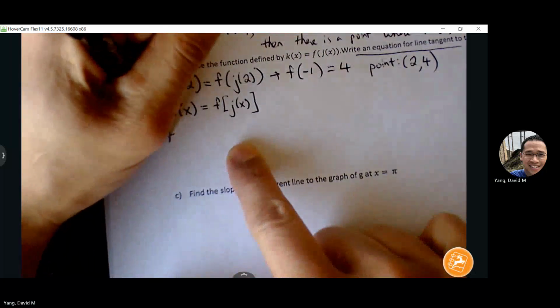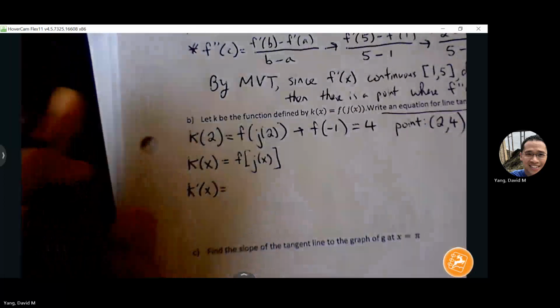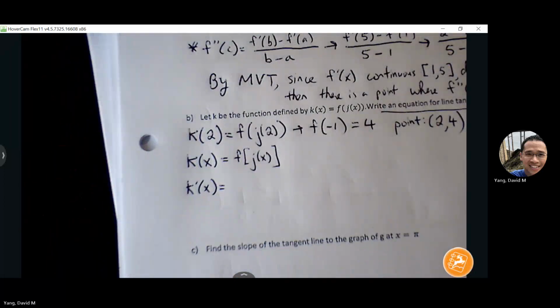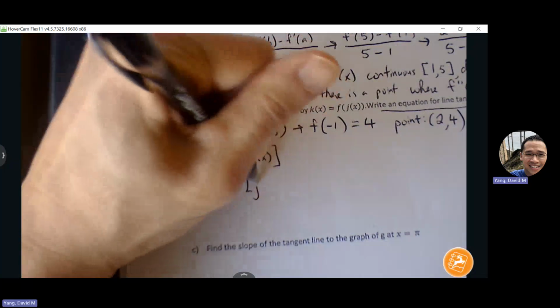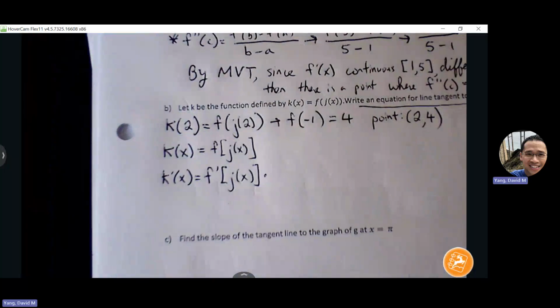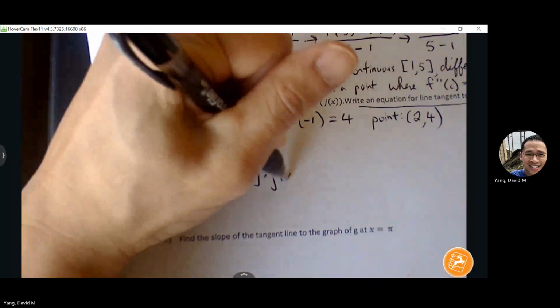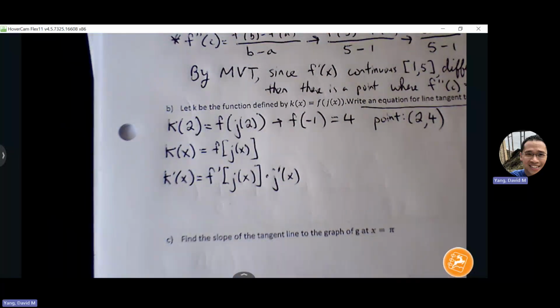So what would the outside function's derivative look like? So f of j of x becomes what? f prime. Yeah, f prime. So the outside's derivative comes first, and then the inside stays intact, times what? j prime. So now that we have the calculus taken care of, we can plug 2 in to get the slope.